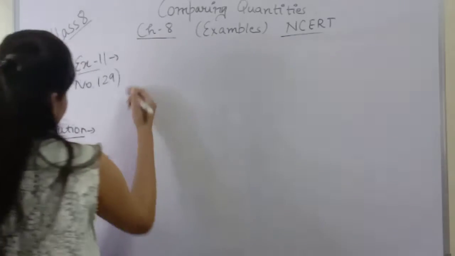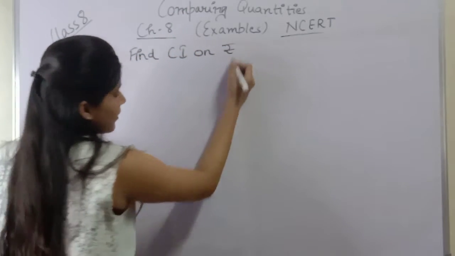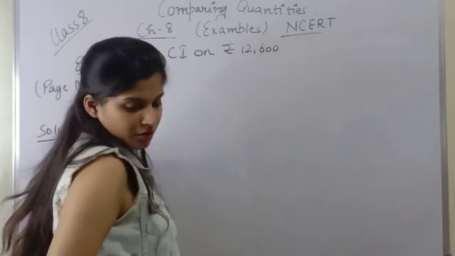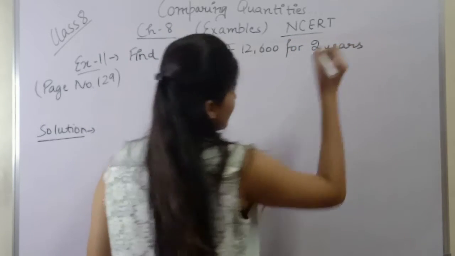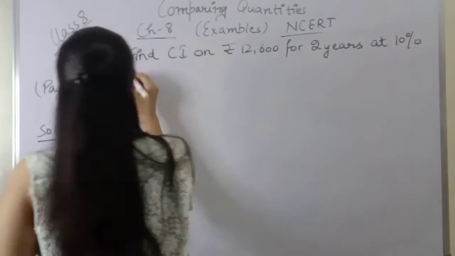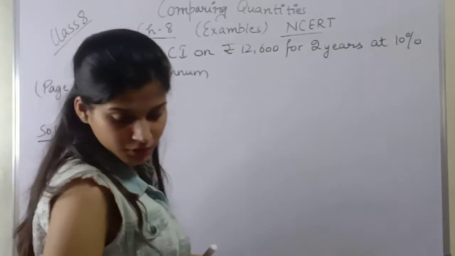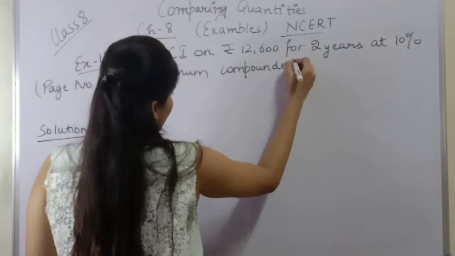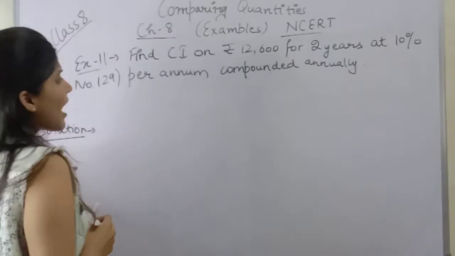Find CI on rupees 12,600 for 2 years at 10% per annum compounded annually. So we have to find CI.